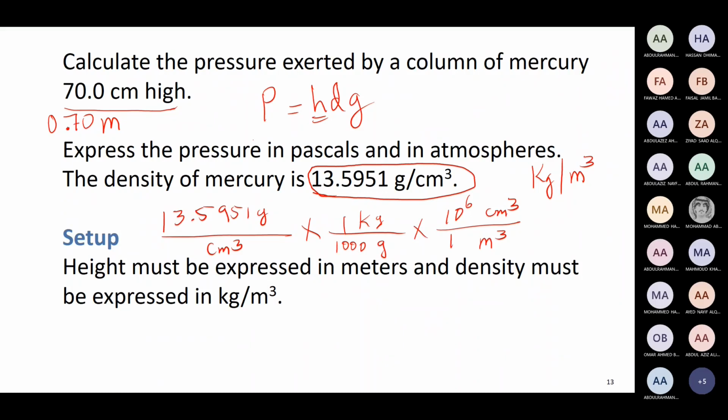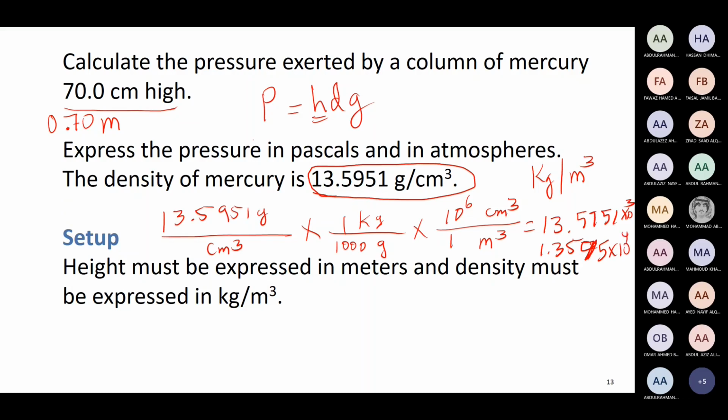Why 10 to the power 6? Because each meter is 100 centimeters. 100 times 100 times 100 is 1 million. What's the final answer then? 1.35951 times 10 to the power 4.